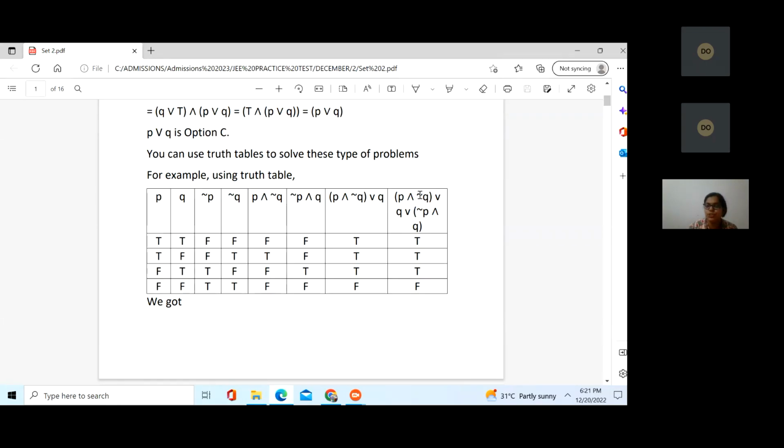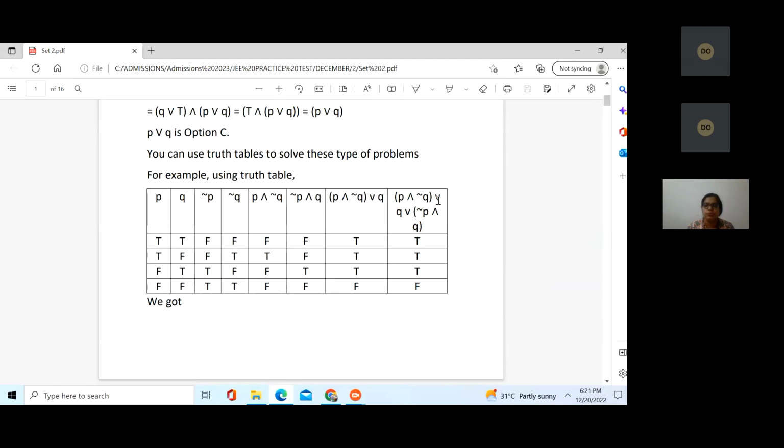Then the first portion is P and negation Q. We know the AND operation, right? So it is P and negation Q: true, false gives false; true, true gives true; false, false gives false; false, true gives false. Similarly, here you need to find negation P and Q. So I have found negation P and Q.